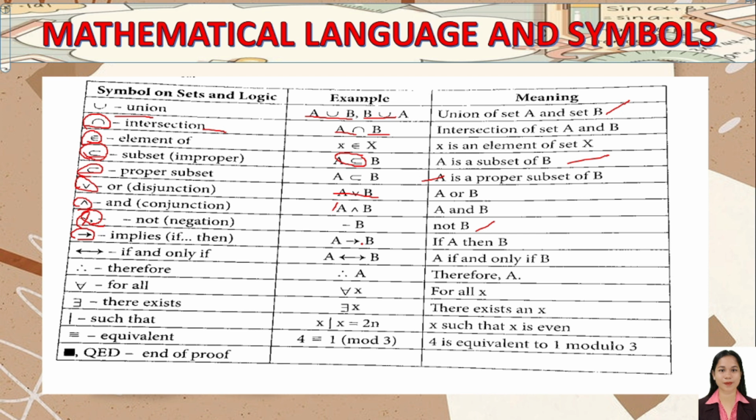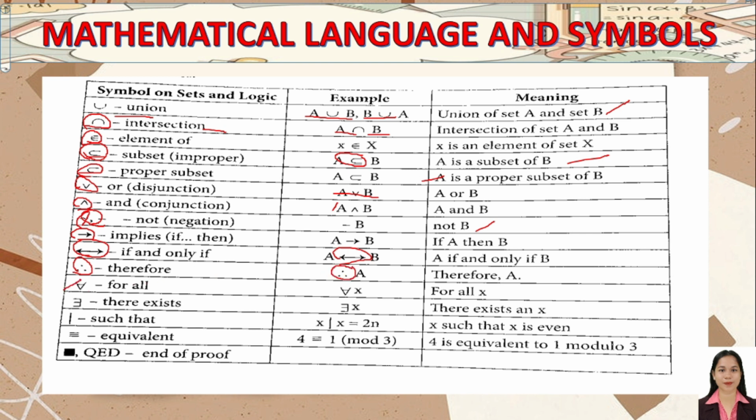Kumbaga dito sa conclusion makikita to. If A, then B. Then itong sign naman, if and only if. So we have A, if and only if B. Okay. Para naman sa therefore, we can use this sign. So therefore A, so imbes na therefore yung isusulat natin, we just use the 3 dots na parang pa-triangle.